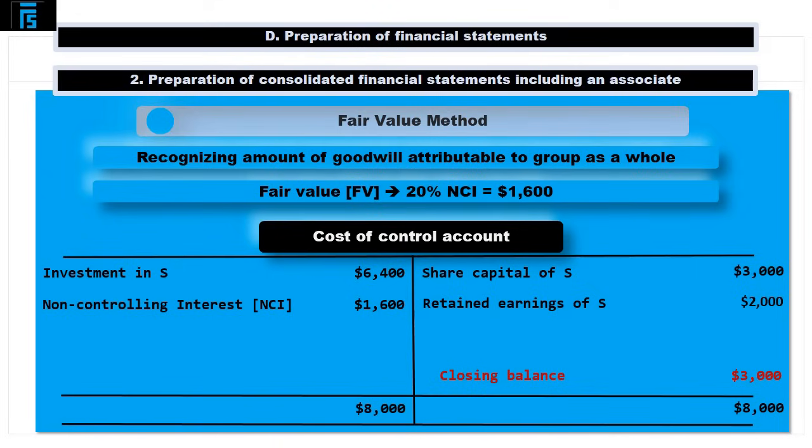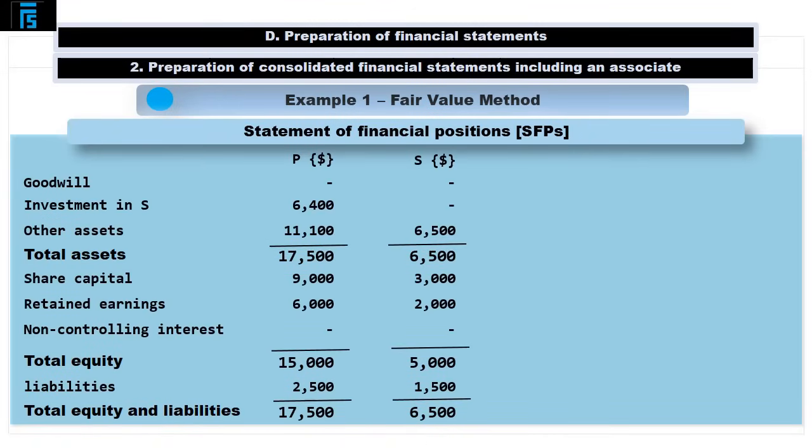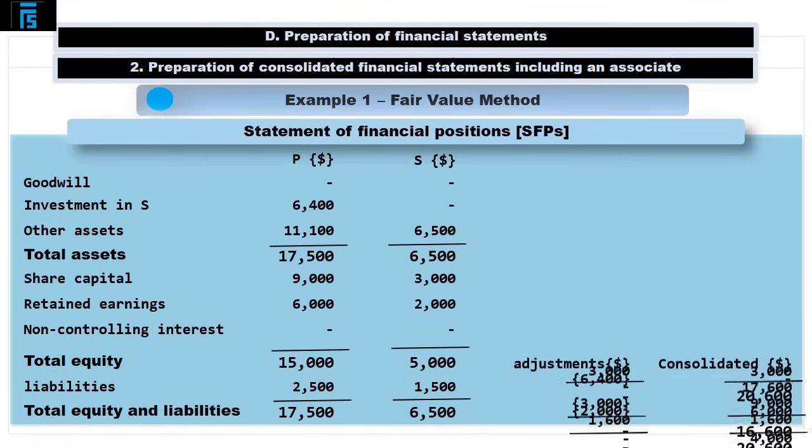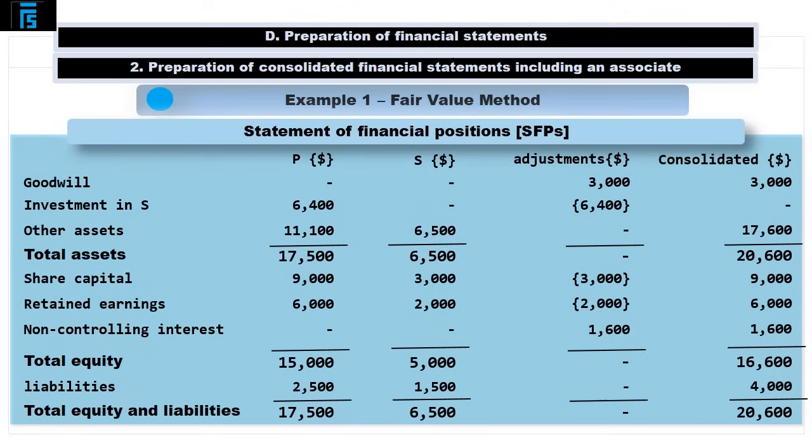This naturally produces a debit balance of 3,000, which is reported in the consolidated statement of financial position under the heading Goodwill. The remaining line items are summed to produce other assets of €17,600, total assets of 20,600, share capital of 9,000, retained earnings of 6,000, non-controlling interest of 1,600, an equity total of 16,600, and liabilities of 4,000, with the equity and liabilities total coming in at 20,600.